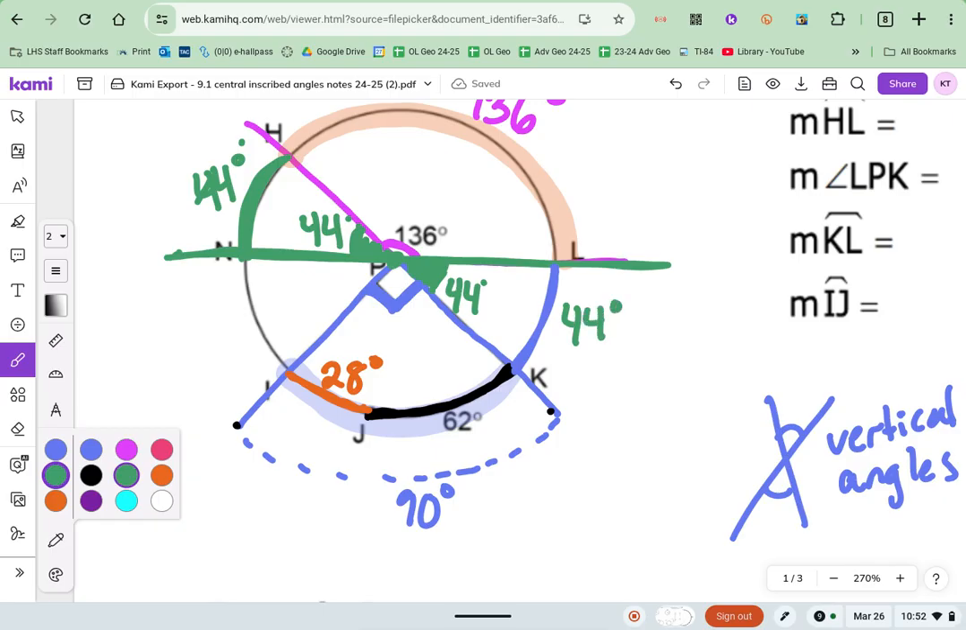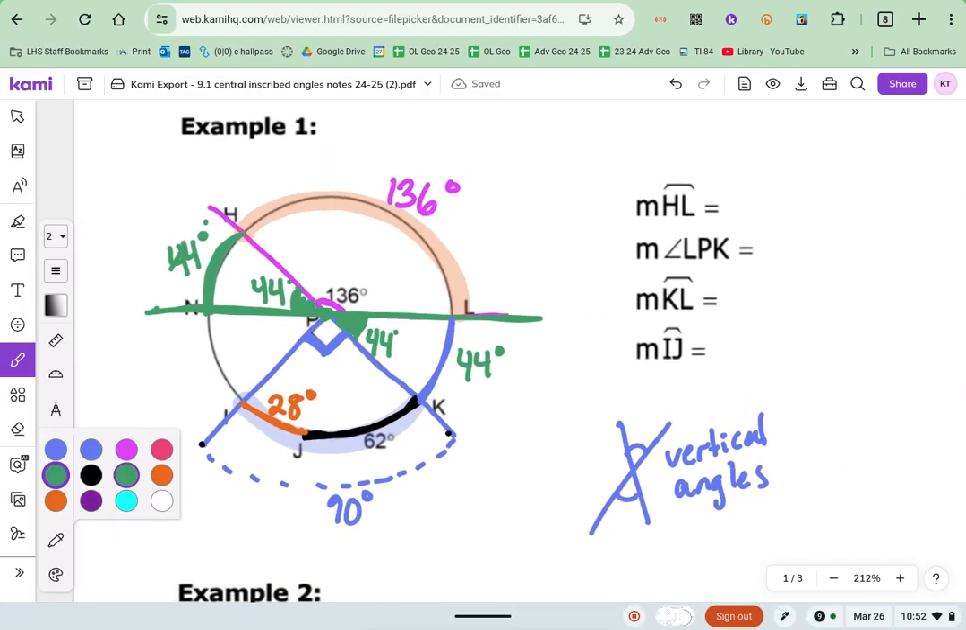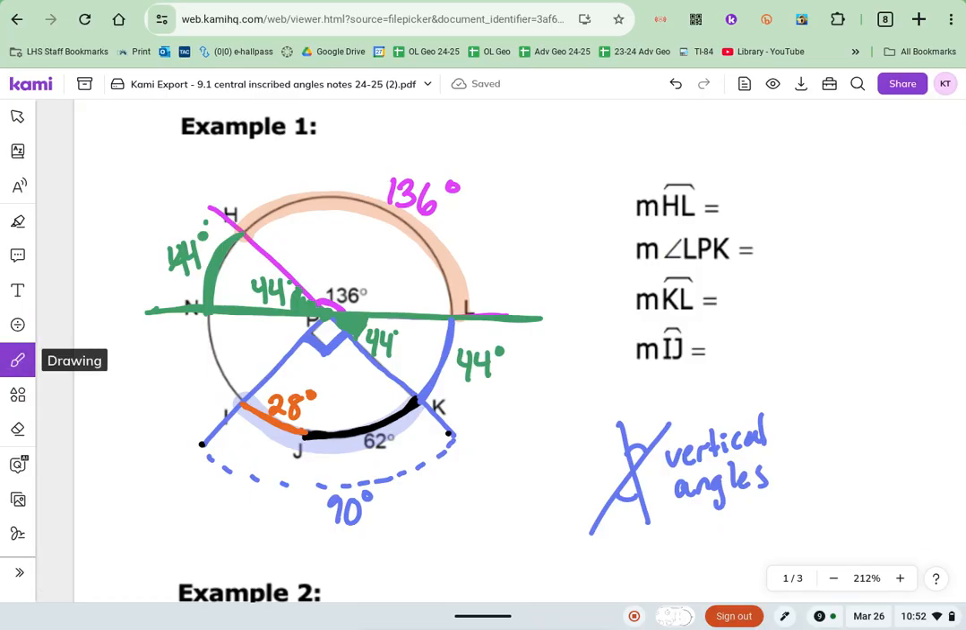All right, so last but not least, we have one more missing piece. We have this NI piece that's missing. So we can use a semicircle to solve for that piece too, because we know that from N all the way around to L is half of a circle, so that should be 180 degrees.